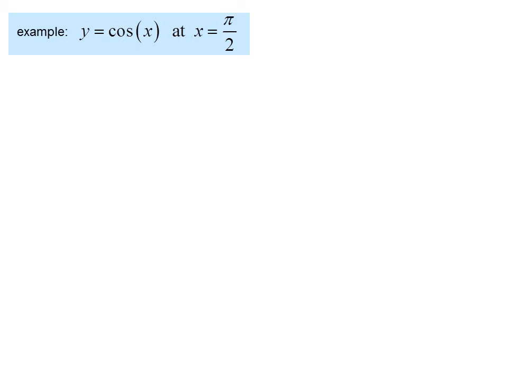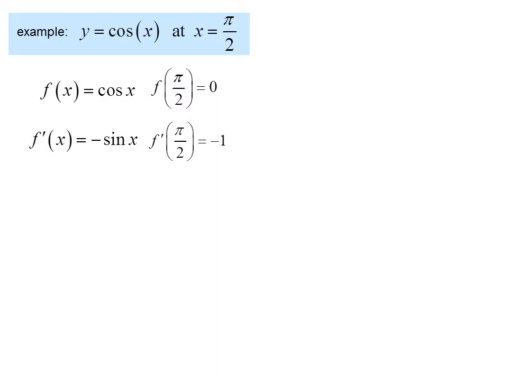Example, y equals cosine x at x equals pi over 2. Because our approximation will be centered at pi over 2 instead of 0, we cannot simply substitute into our original series. So we start from scratch. F of x equals cosine x. F of pi over 2 equals 0. F prime of x equals negative sine x. F prime of pi over 2 equals negative 1.